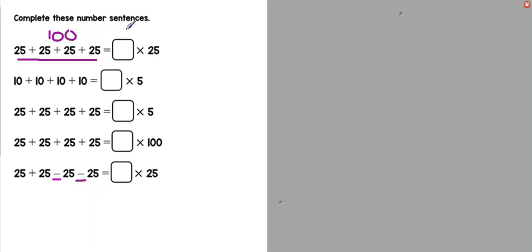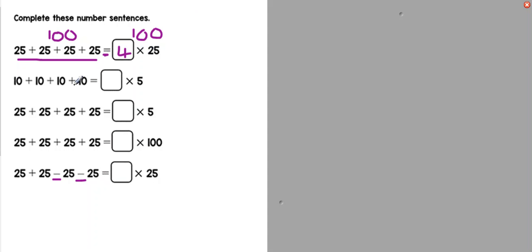So we are wanting 100 as our total on this side again as well. Because remember, this sign here means equal to, it means the same as. So what do I multiply 25 by to get 100? Okay, well I know that I multiply 25 by 4 to get 100. Therefore my answer in this one should be 4.